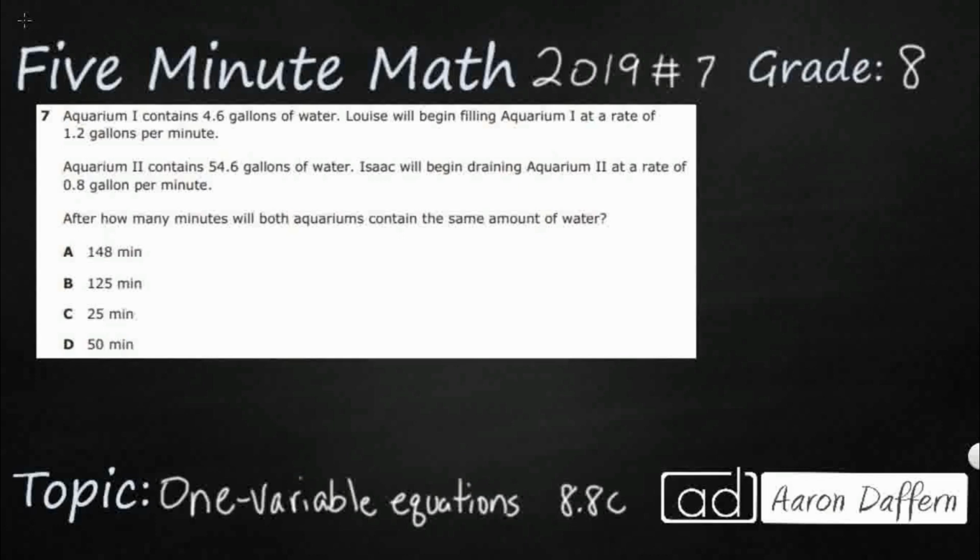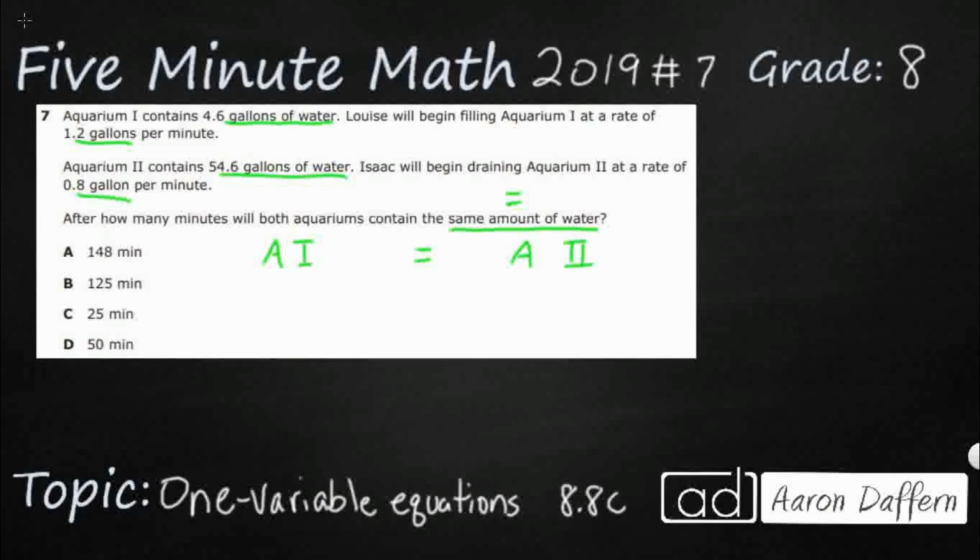So we have two different aquariums. They contain certain gallons of water, and then they're being filled at a different rate. After how many minutes will both aquariums contain the same amount of water? All right, so we need to write our own equation here, but since we're dealing with the same amount of water, we know that we're dealing with an equation rather than an inequality. And so really, in essence, we are looking for A1 to equal A2. So that's what I'm getting so far.